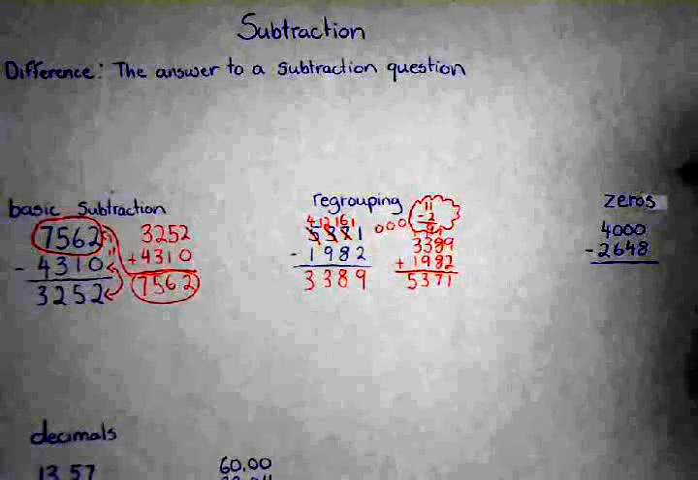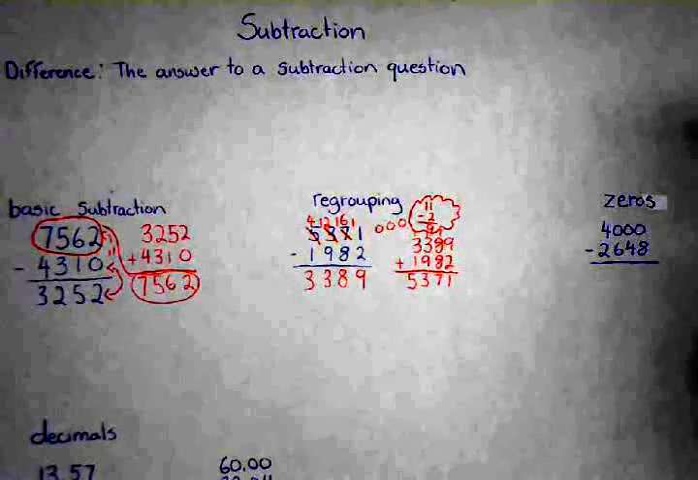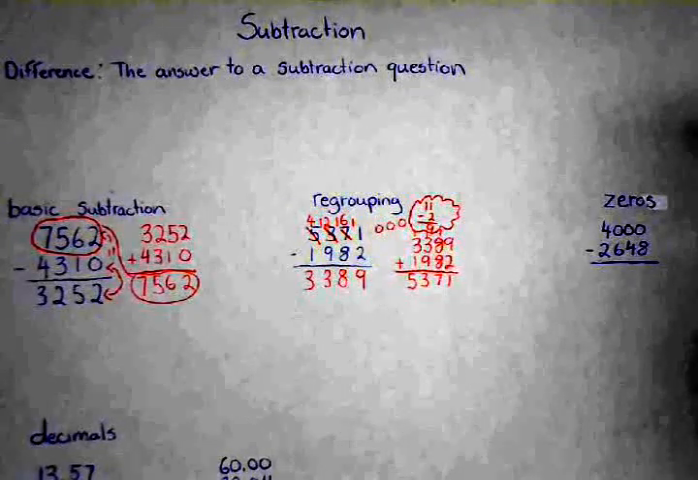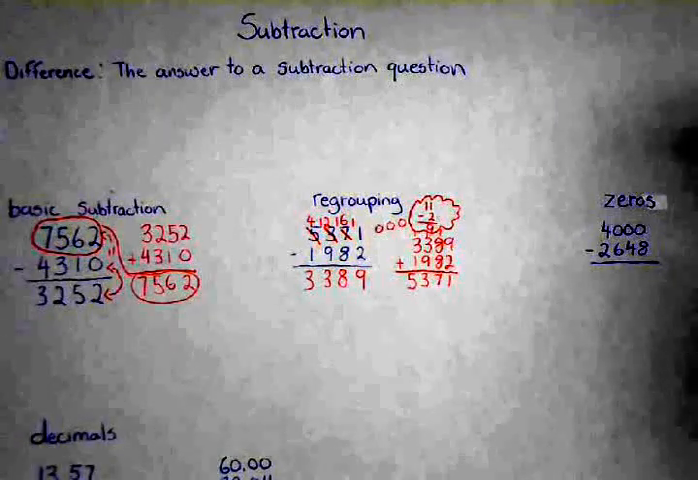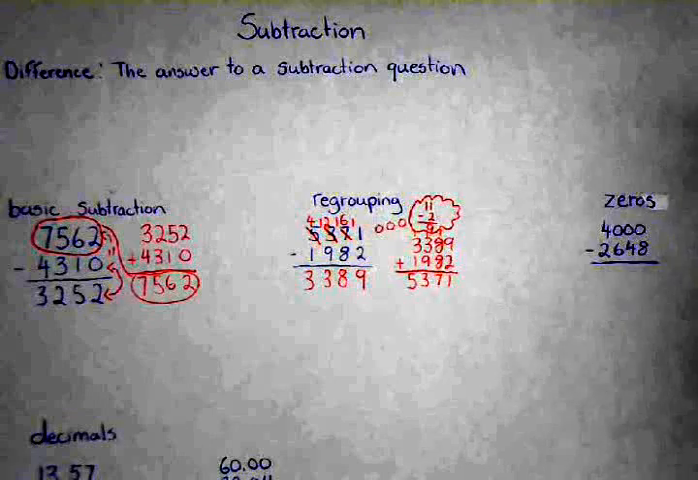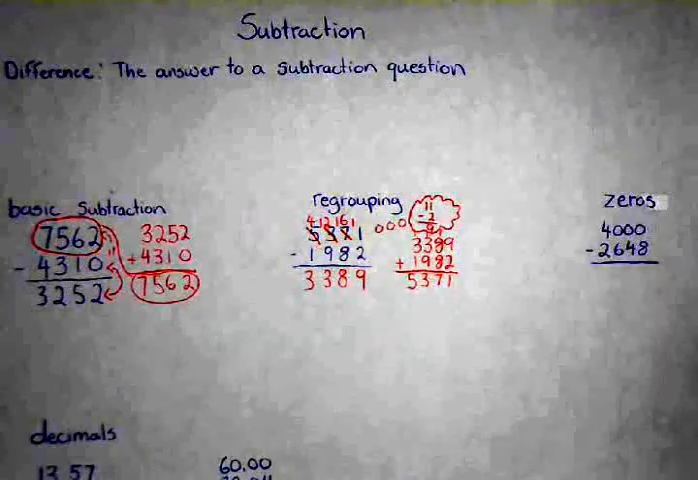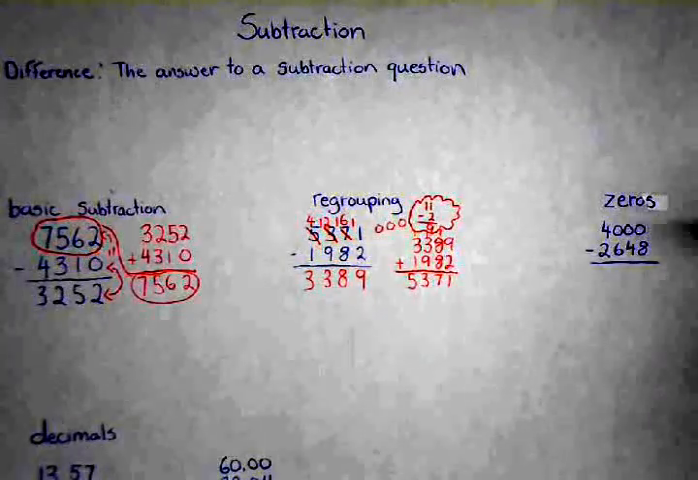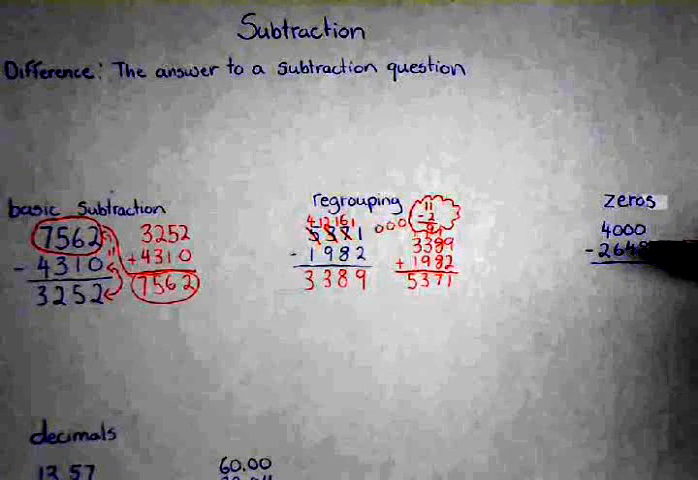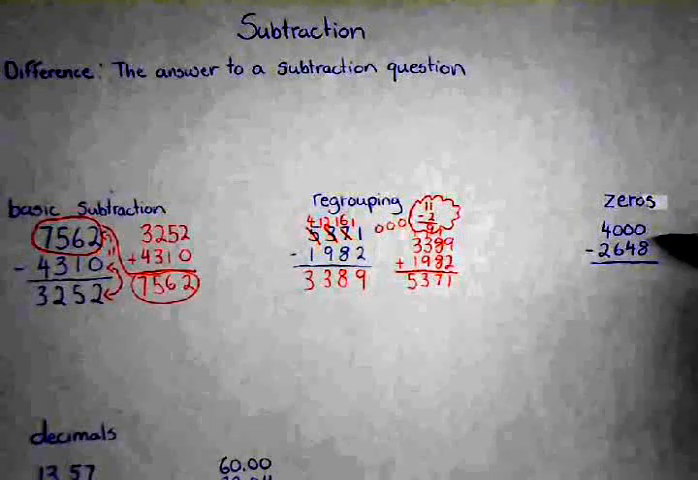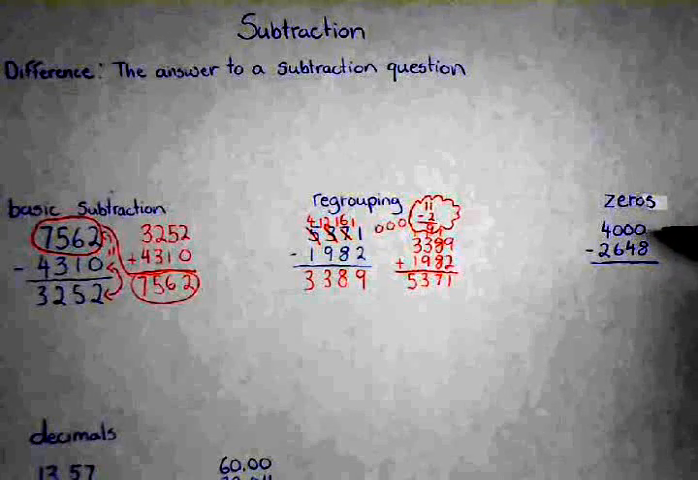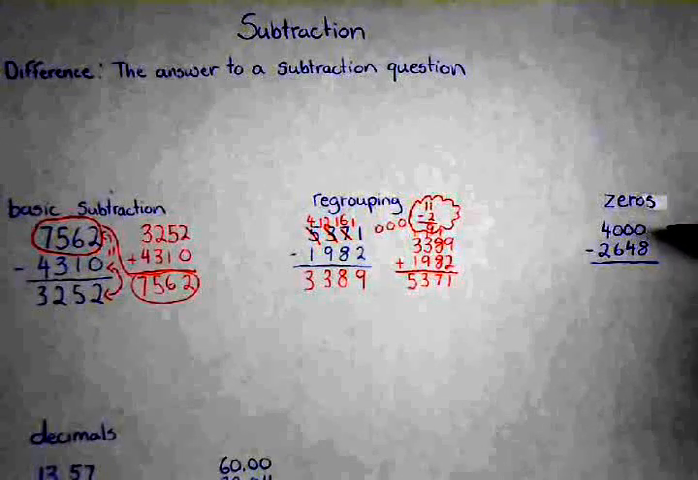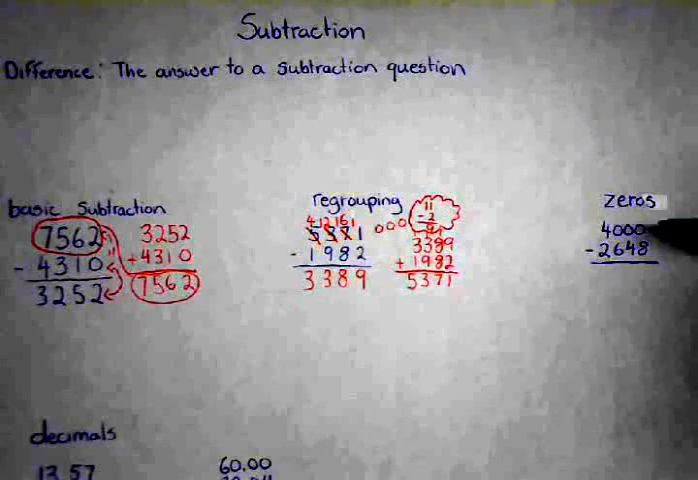What we're actually doing there is we're taking one of the tens or the hundreds or another number from another place value chart, and we're placing it into that subtraction to make everything much easier. Now, one of the problems that we also found was regrouping with zeros. So right here we have the number 4,000 minus 2,648. Now this becomes much more difficult.